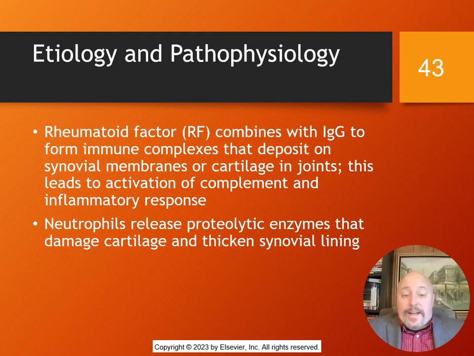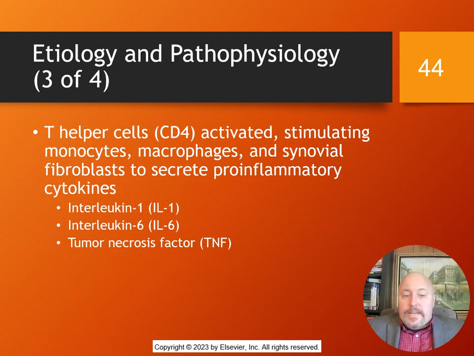The rheumatoid factor, RF, combines with IgG to form immune complexes that deposit on those synovial membranes or cartilage within the joints, and this leads to the activation of complement and inflammatory responses. In a very real sense, the body is attacking its own joints. T helper cells, CD4, are activated, stimulating monocytes, macrophages, and synovial fibroblasts to secrete pro-inflammatory cytokines.